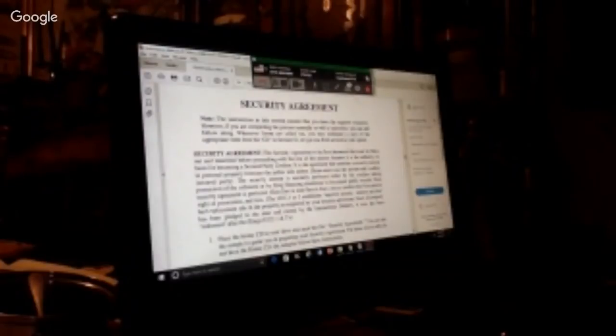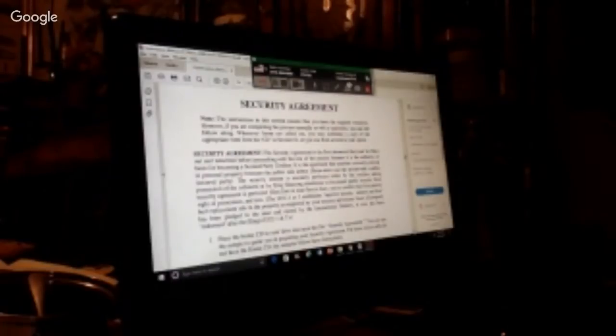All right. Here we said the security agreement is the first document that must be filled out and notarized before proceeding with the rest of the process, because it is the authority or basis for becoming the secured party creditor. It is the agreement that transfers the security interest in personal property between the public side debtor, the straw man, and the private side creditor, the secured party. The security interest is normally perfected either by the creditor taking possession of the collateral or by filing financing statements in the proper public records. Once the security agreement is perfected, first to file is first in line. You as creditor have first priority right of possession and lien.